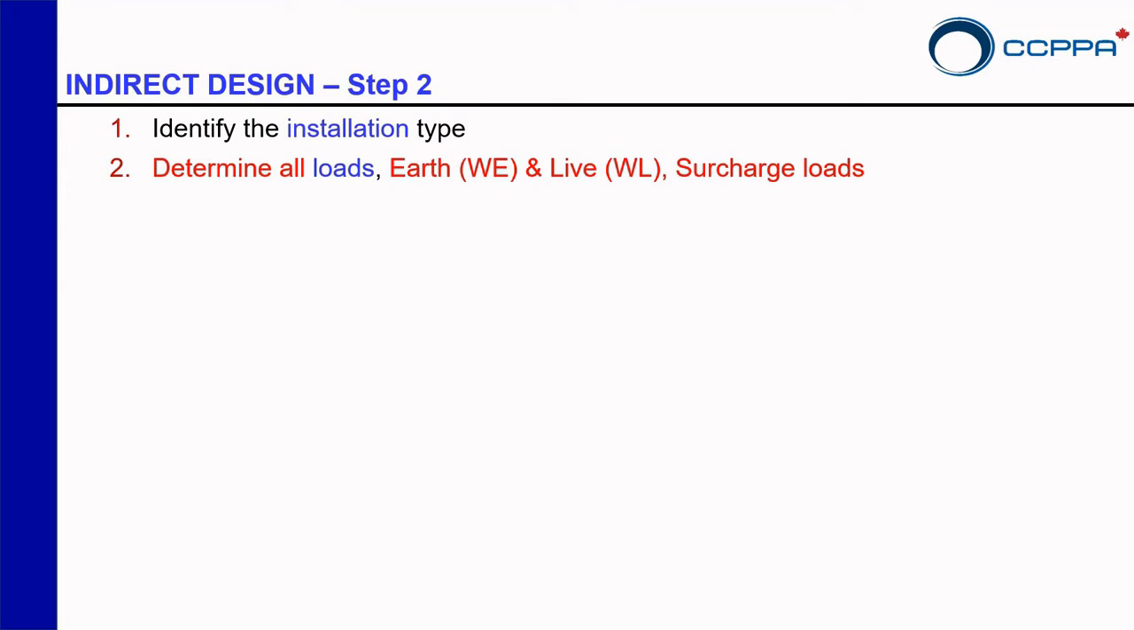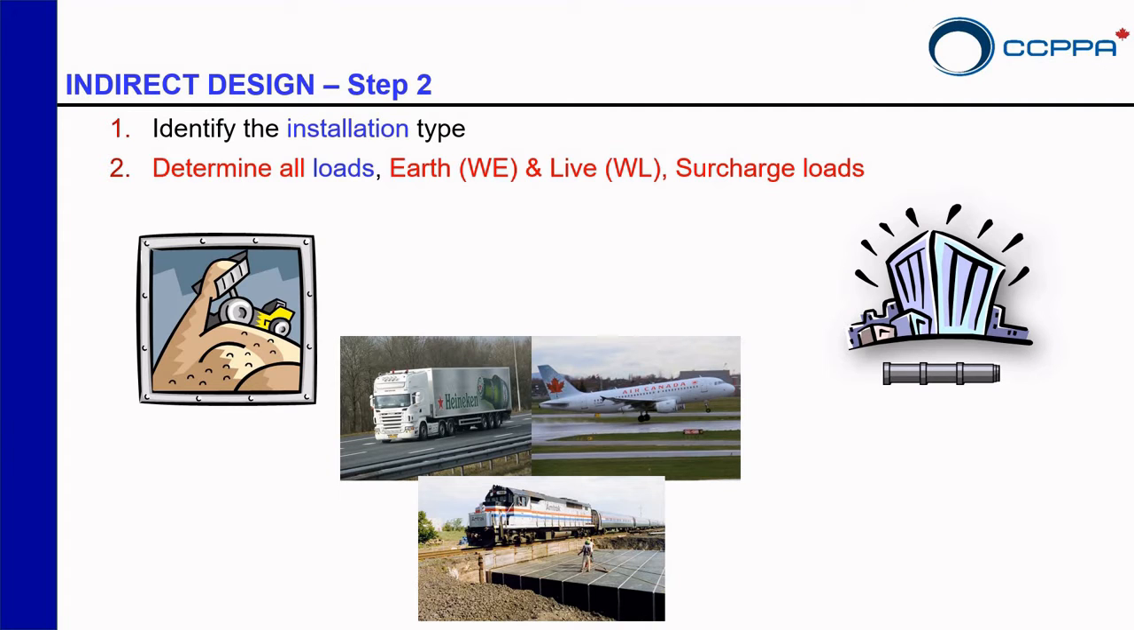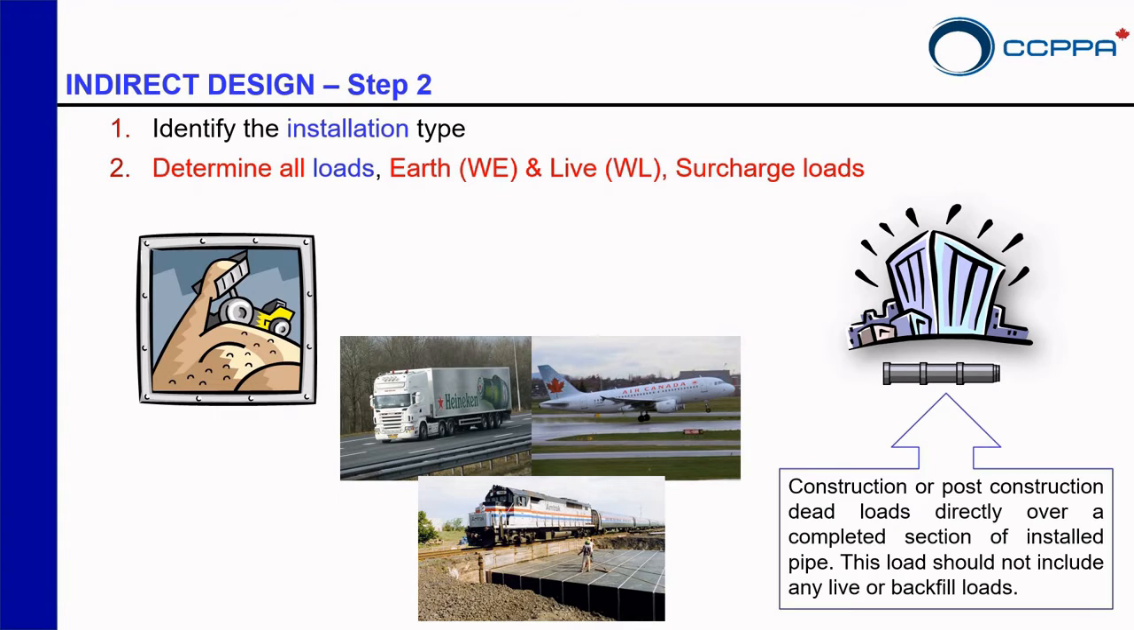So the second step is going to be determining your loads. So your dead load, your live load, and any extra loads. Our dead loads, we already saw the equations for how to calculate them. With your live load, what you need to know is if you are going to design a highway, an airport, or a railroad. You will have different live loads for each. And lastly, your surcharge loads. Your surcharge loads are going to be construction or post-construction dead loads directly over the pipe. So for example, an adjacent building or a retaining wall will be a surcharge load that you need to apply in your design.